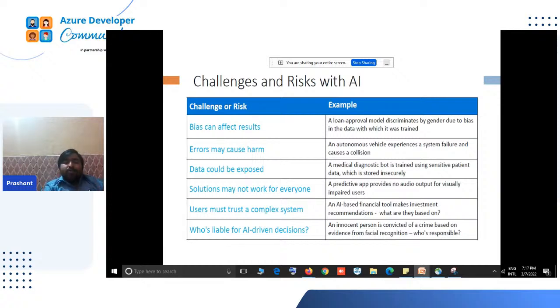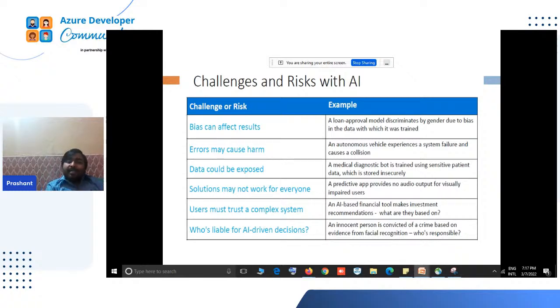Similarly, there's also a concern of liability. For example, if something goes wrong, like we were talking about face service, so there is a face recognition option. For example, if there is an innocent person who was not a convict, and if he gets convicted just because of an AI, then probably that is not something which is desirable. And in that case, who is liable for such mistakes?